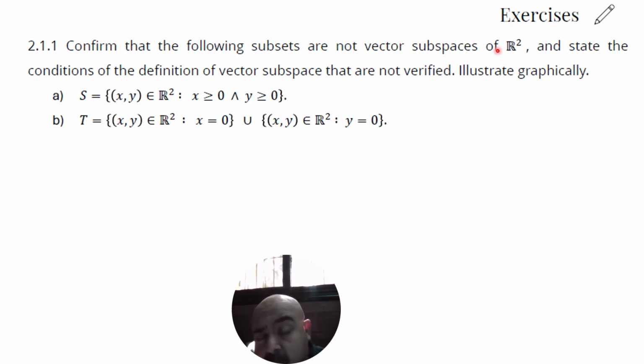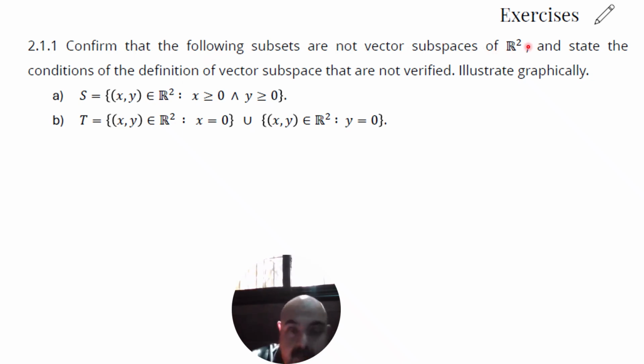Of course, the question may not come to you in this statement, but he can ask you to prove whether this is a vector space or not, and so on. And we already had the first midterm, and you know it's going to be multiple choice, and you have the quizzes, so it's going to be easy for you. He is asking you, confirm that the following subsets are not vector subspaces of R2.